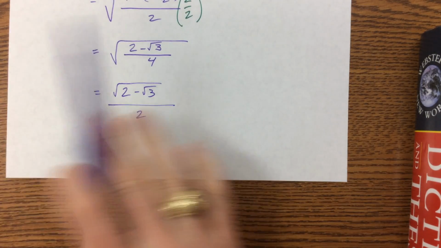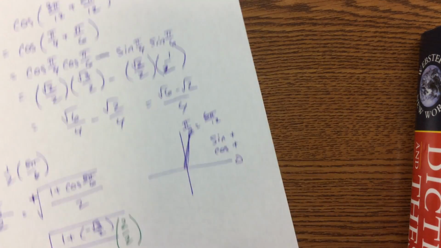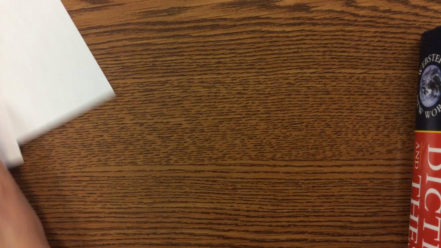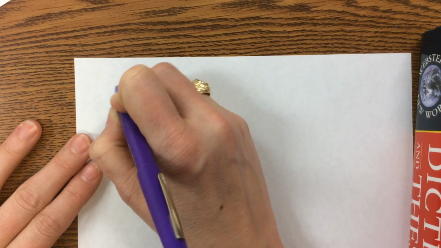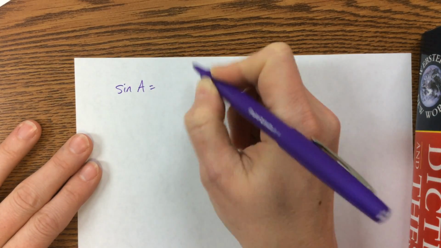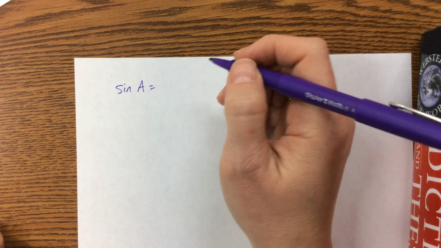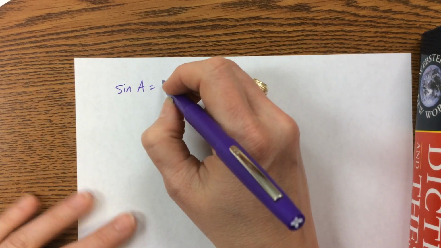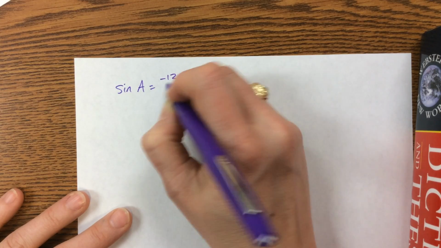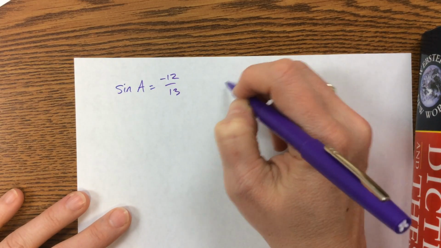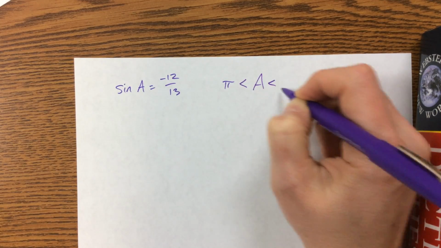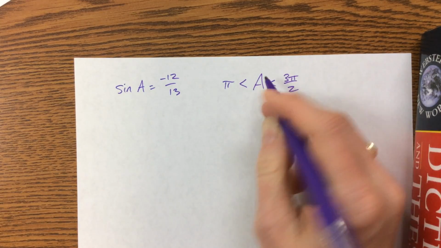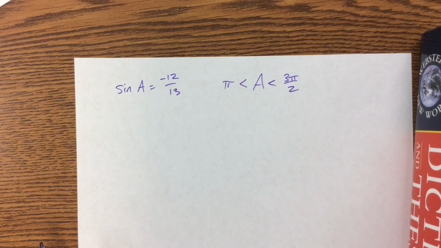That's how we use some of those formulas. The other thing that we might see with some frequency is I might tell you something like, sine of A is equal to, I keep using 3, 4, 5 triangles, let's do a 12, 13. Sine of A is negative 12 over 13, and pi is less than A, which is less than 3 pi over 2. So A is in quadrant 3.